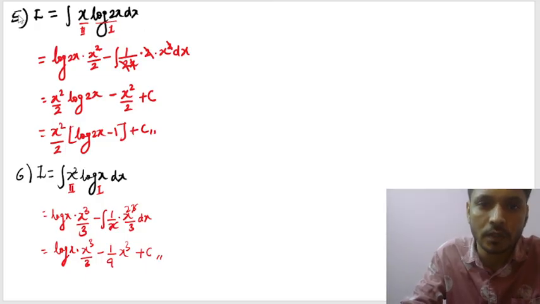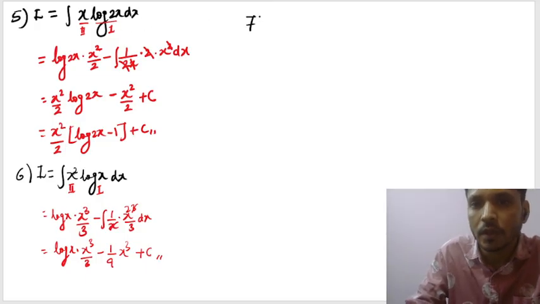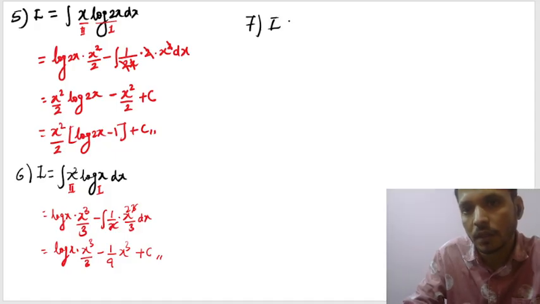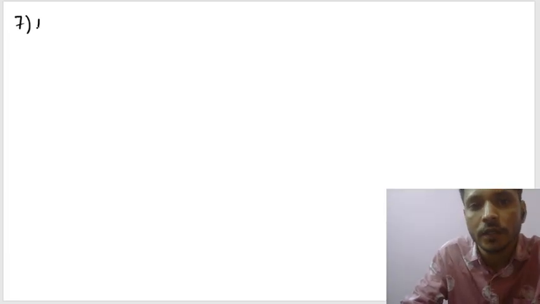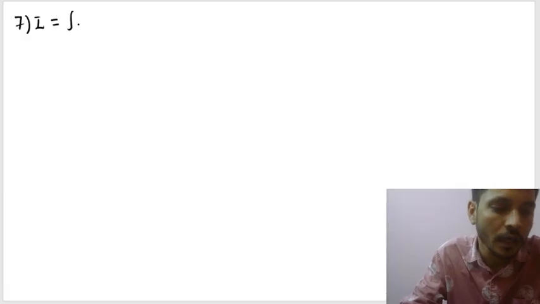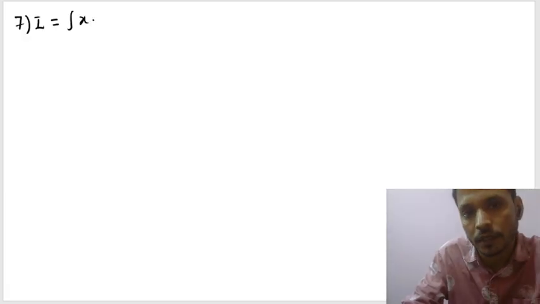Now we'll move to the next question, that is question number 7. So in the question number 7 we have product of x and sine inverse x. I will write 7 in the next slide only because it will take time. So we'll move to the next slide for the 7. Here, question number 7 is I is equal to integration of x into sine inverse x.